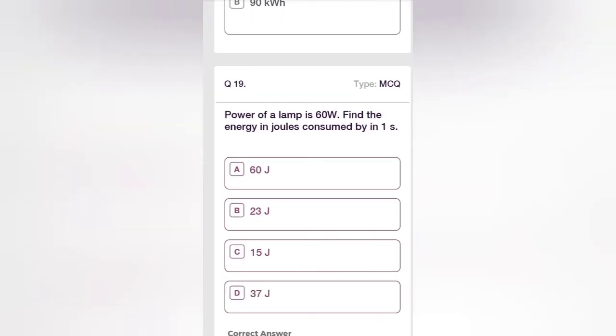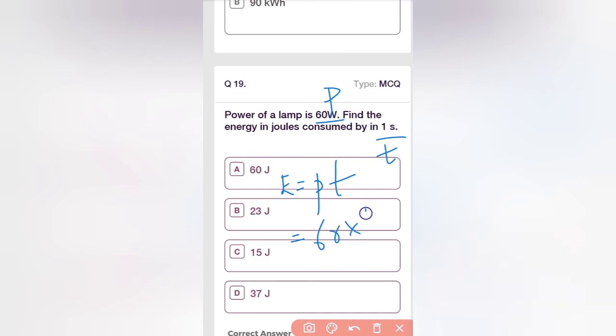Power of a lamp is 60 watt. Find the energy in joules consumed in 1 second. So power is given and time is given. So we need to find out the energy. Energy is equal to power into time. So it is 60 into 1, which is equal to 60 joule. So energy is equal to 60 joule. Option A is the correct answer.